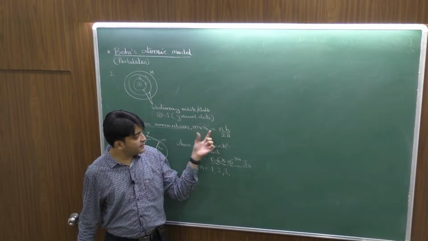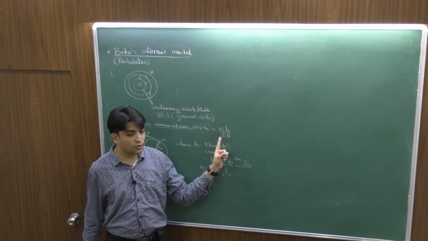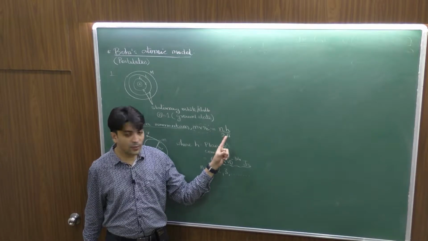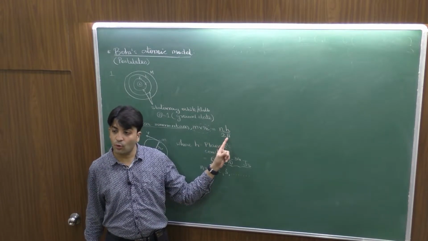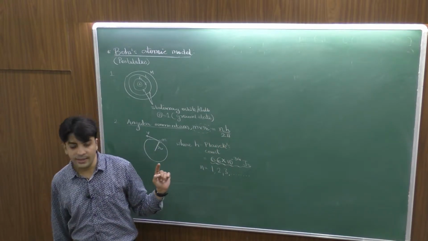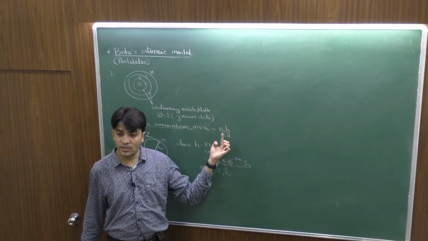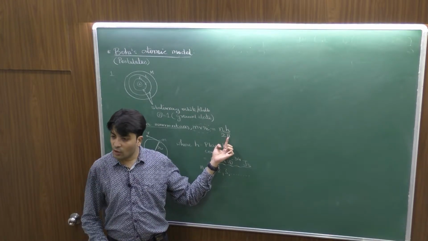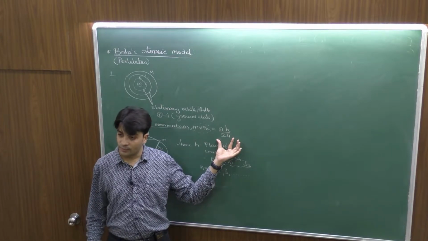So mvr is equal to nh upon 2 pi, meaning it can take the values of 1h upon 2 pi or 2h upon 2 pi or 3h upon 2 pi or 4h upon 2 pi only. It can't take any intermediate values like 0.5h upon 2 pi, 0.9h upon 2 pi. Those values are not possible with respect to the nh upon 2 pi. Now why is it so?